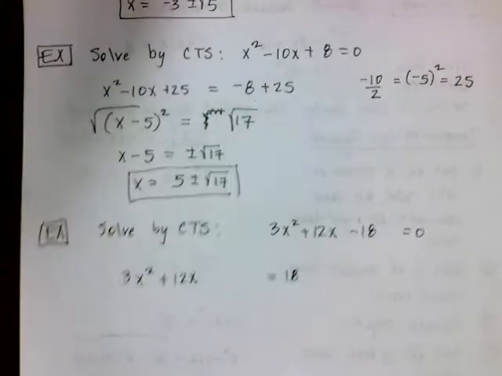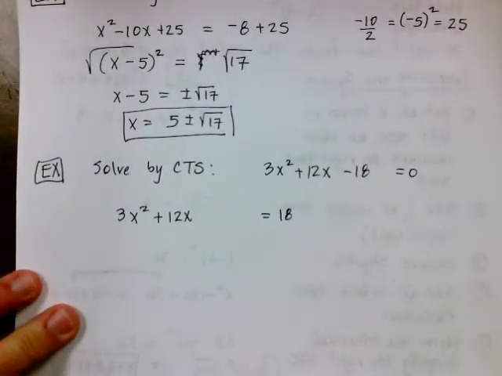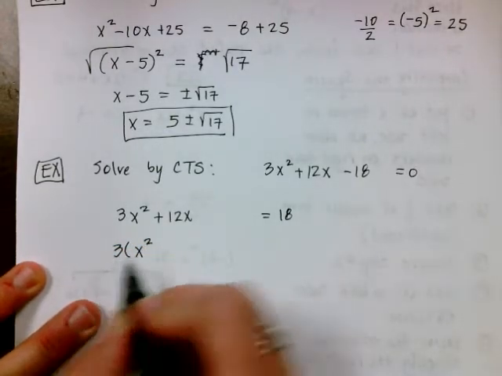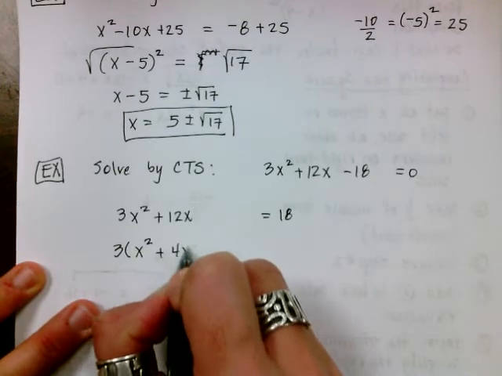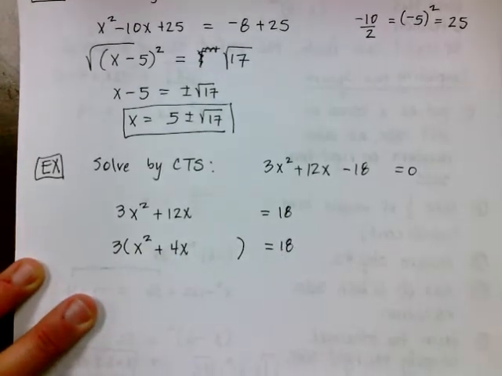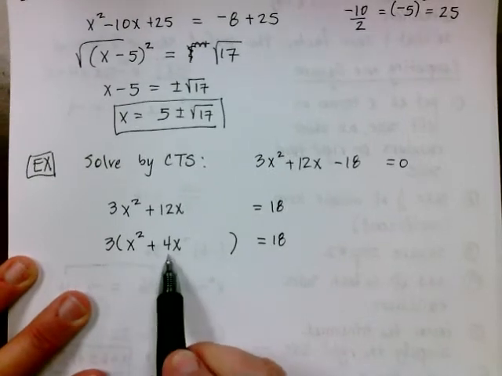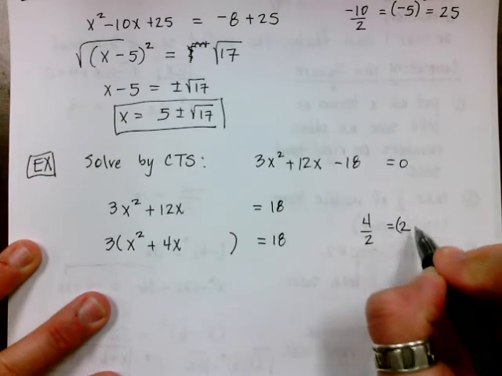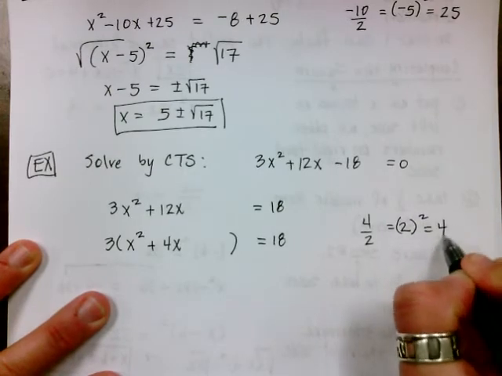Since I have a leading coefficient that's not 1, now what I have to do is factor it out just on the left-hand side. So I'm going to factor out the 3 to get x squared plus 4x. I'm going to leave some space, and there's my 18. All right? 4 is now my middle term, so I'm going to divide 4 by 2 to get 2, and then I square it to get 4.